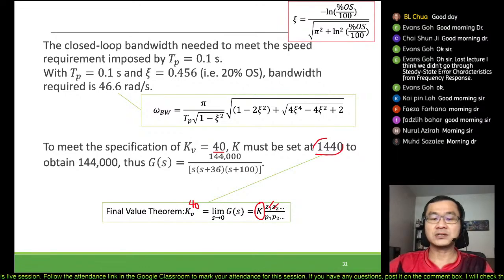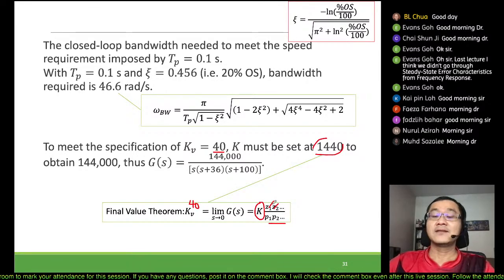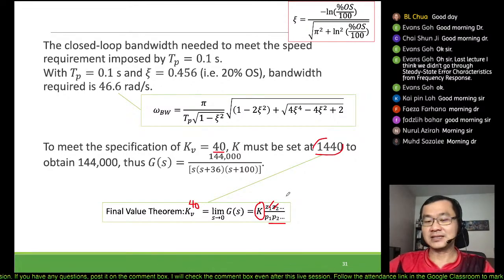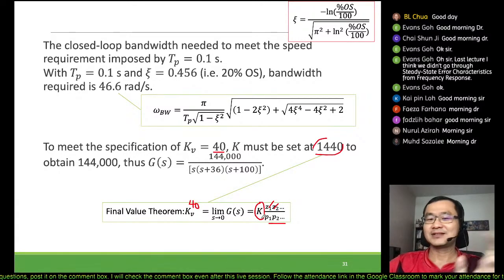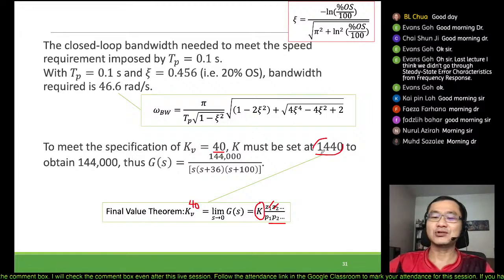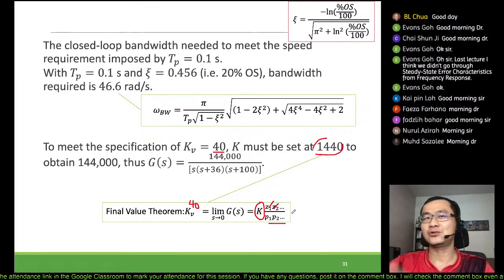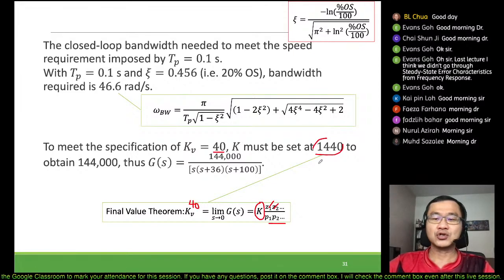Alright, the pole is 36, okay, 100, and so on. Okay, fill it in. Then eventually you have 40 equals k, a certain number. So recalculate, and you will get k equals 1440. Try it again so that you would know what value to put in for z1, z2, p1, p2, and so on.